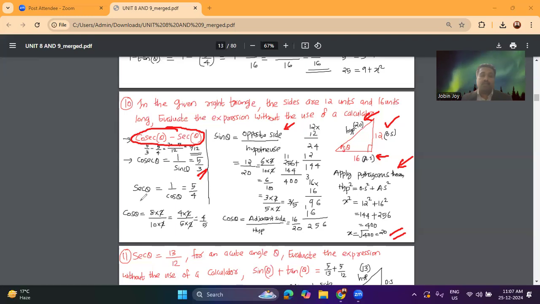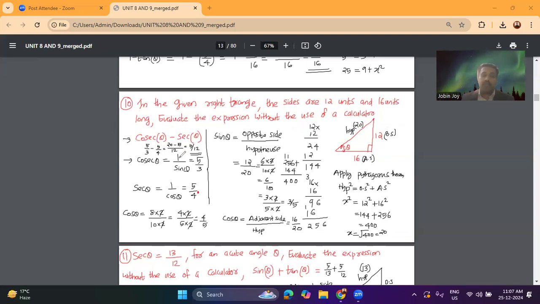But I want sec theta. Take the reciprocal, so the value of sec theta is equal to 5 by 4. So cosec theta minus sec theta is equal to cosec theta, which is 5 by 3, minus sec theta, which is 5 by 4. So 5 by 3 minus 5 by 4.